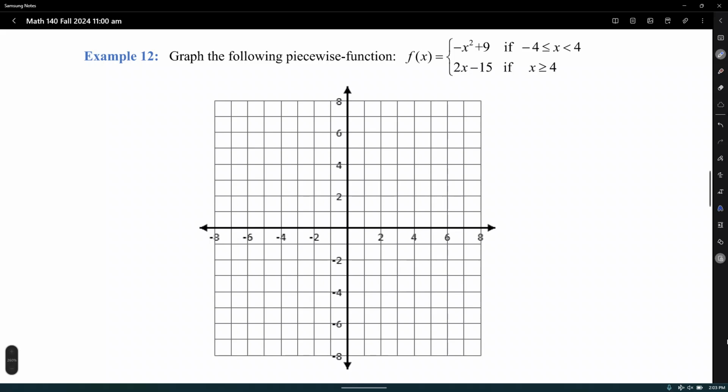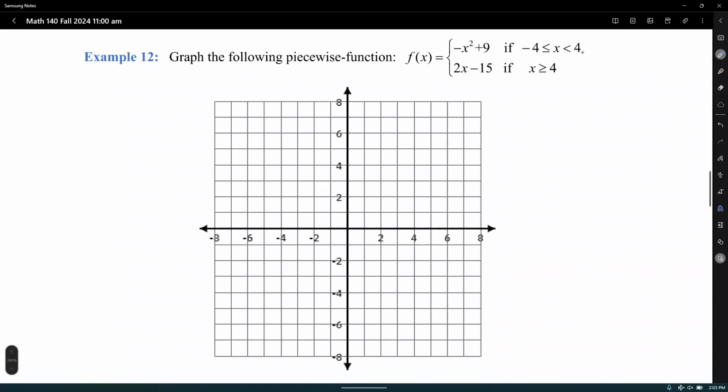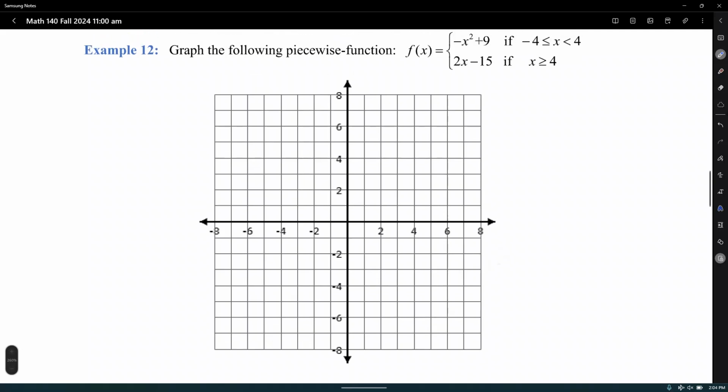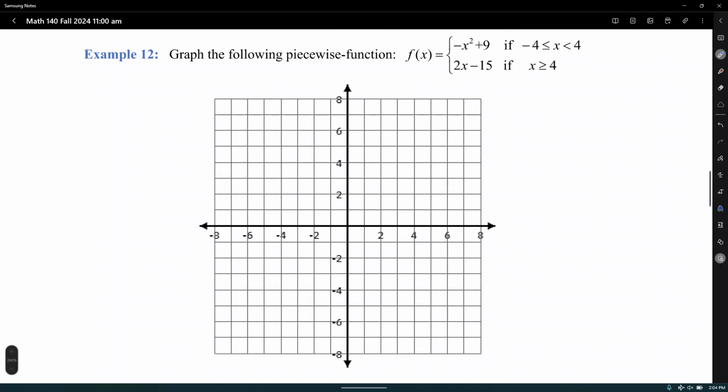This time, I'm going to make a table of values for both of these functions. We could graph the 2x minus 15, but the problem here is our grid goes only from negative 8 to 8, both in the x and y axis. So I wouldn't be able to go all the way to negative 15. So instead, we're going to make a table of values for each function.